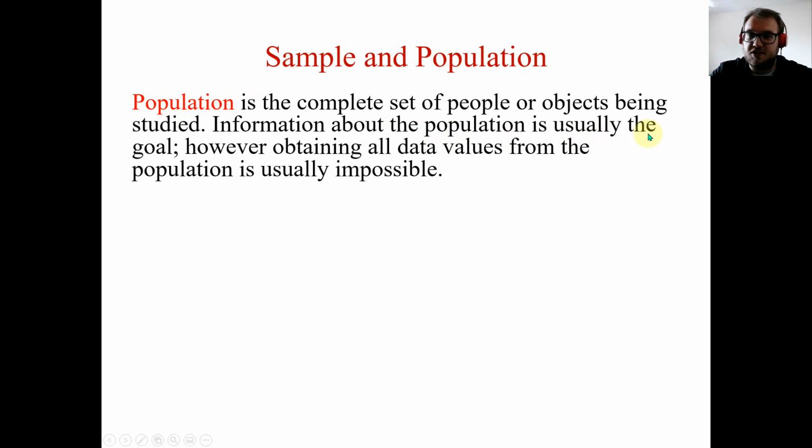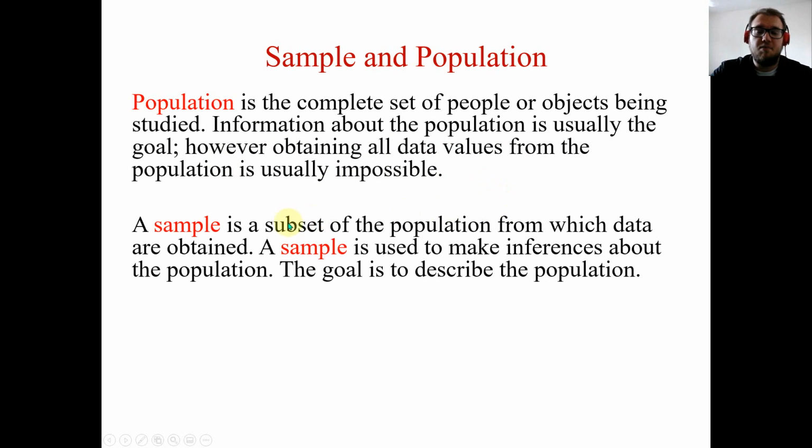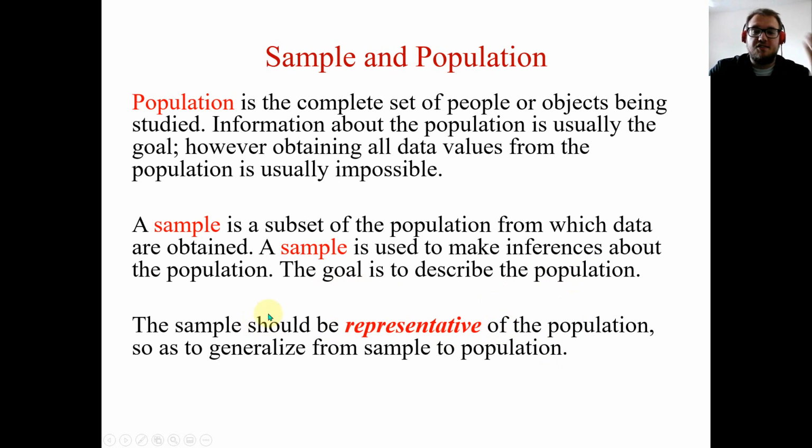Information about the population is usually the goal. However, obtaining all data values from the population is usually impossible. A sample is a subset of the population from which data are obtained. A sample is used to make inferences about the population, and the goal is to describe the population. So that sample should be representative of the population so as to generalize from sample to population.